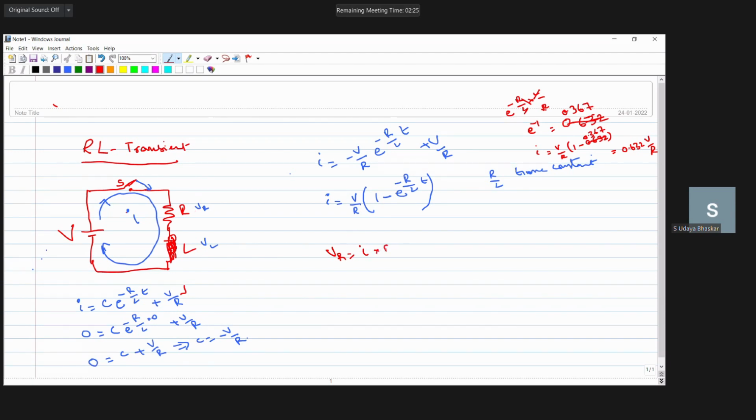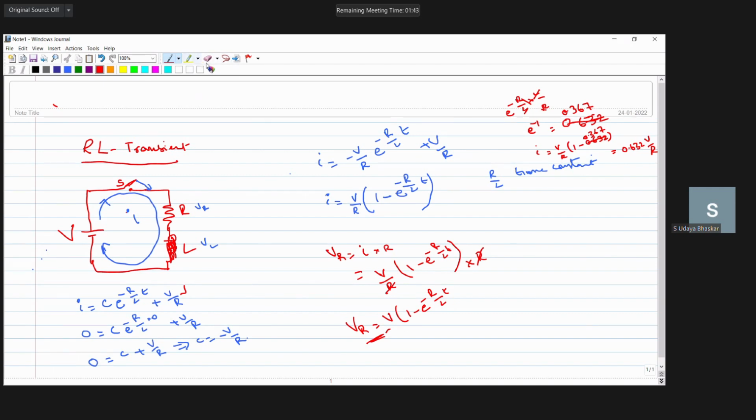So into R. I is equal to V by R into 1 minus e to the power of minus R by L into T. So I can write here V by R into 1 minus e to the power of minus R by L into T, into R. This R gets cancelled. So the voltage across resistance is equal to V into 1 minus e to the power of minus R by L into T.